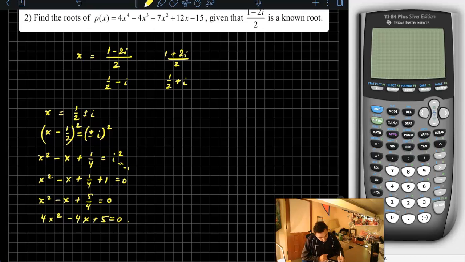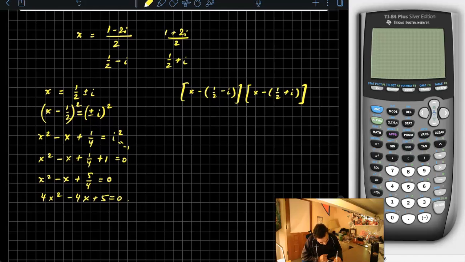The sort of longer method would be to actually write out both our factors, right? Because given we know a root, that means x minus 1/2 minus i and x minus 1/2 plus i are both factors. And so we could FOIL things out here, and hopefully it should work out the same thing. It's a good check for this time. Remember, on a test situation, I would just do the method that you're more comfortable with.